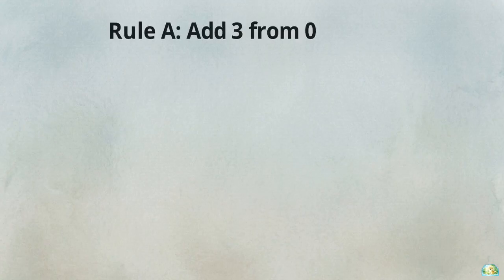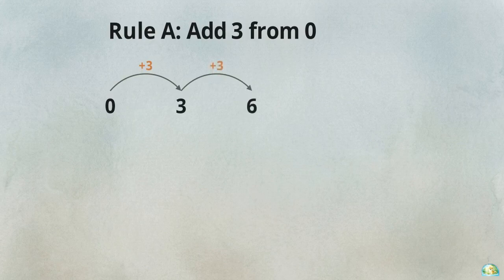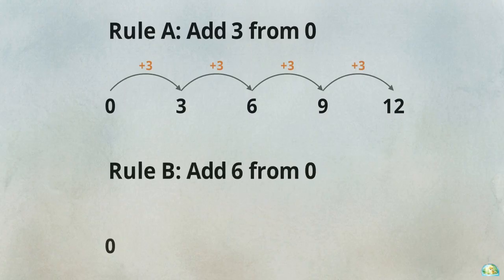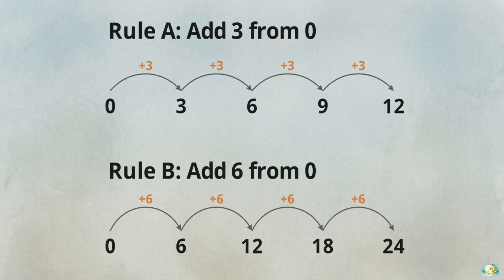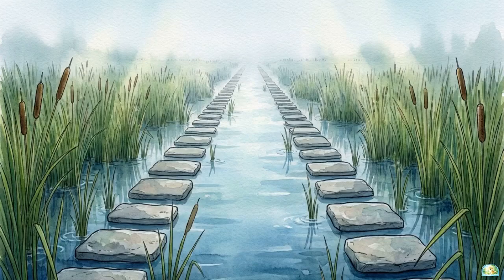First, we isolate the data. Rule A is add 3 from 0, which generates the sequence 0, 3, 6, 9, and 12. Rule B is add 6 from 0. This faster path generates the terms 0, 6, 12, 18, and 24. Each subsequent number in these lists is calculated simply by adding the fixed rule amount to the term before it. While these lists are predictable, they remain mathematically isolated as long as they stay in this linear format.